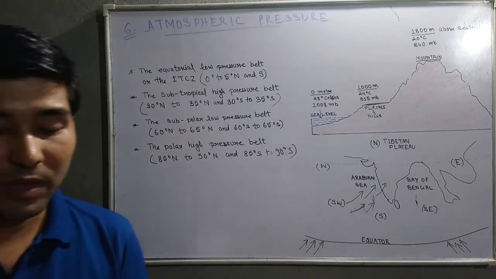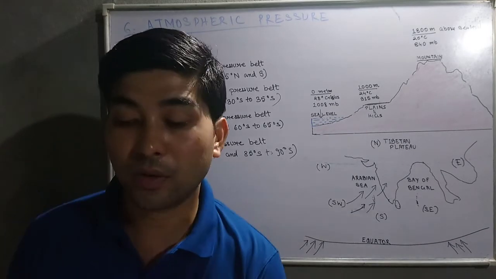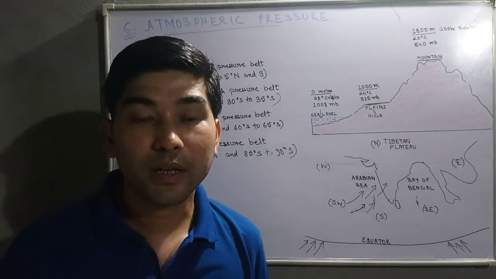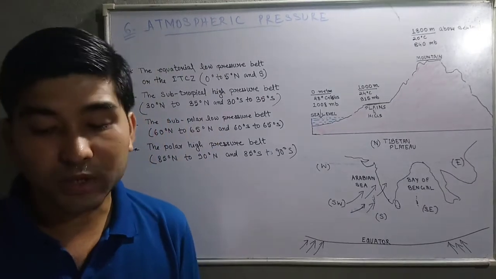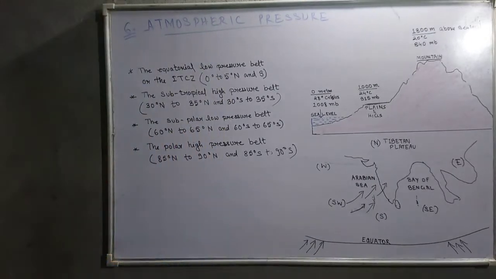Now next is the wind systems. Winds, as you all know, are moving air. A wind vane is used to study wind direction, and wind speed is measured with the anemometer.